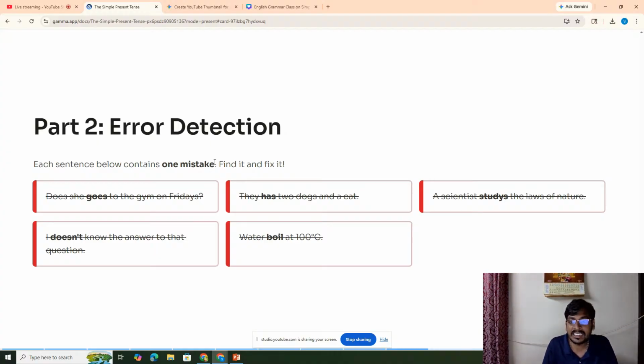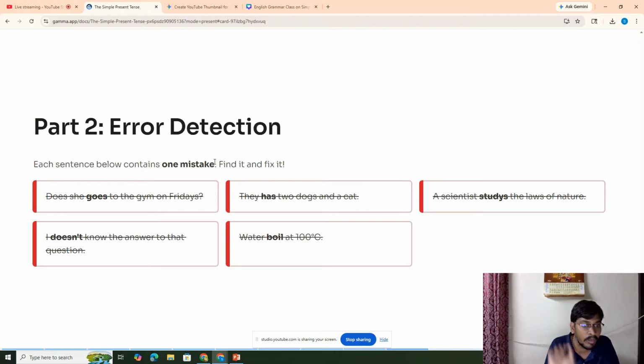'A scientist study the laws of nature.' Wrong sentence. It should be 'A scientist studies the laws of nature', because the subject 'a scientist' is singular, even though 'laws of nature' is plural.